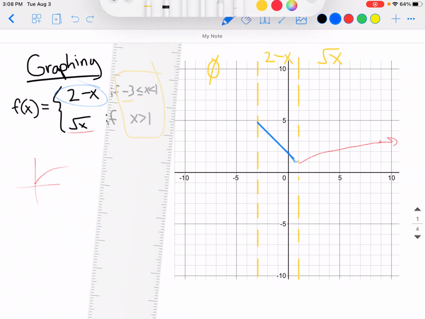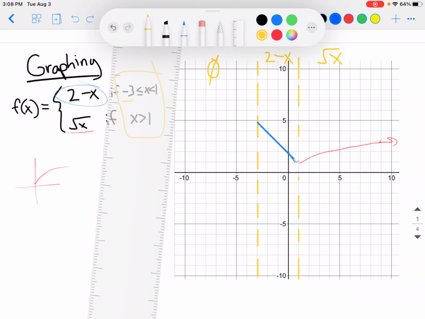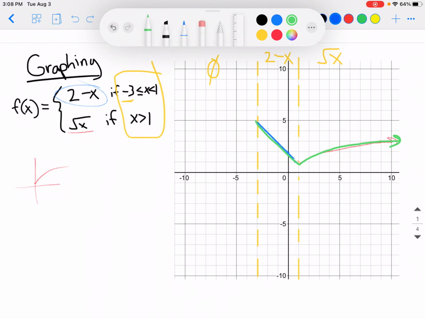Cool. In fact, let's now go over the whole thing in green marker so we can see what this graph looks like. So let's make it a little bit thicker. All right, it's not going to be perfect, but it gets the job done just fine. And there we go. The green line is our graph.